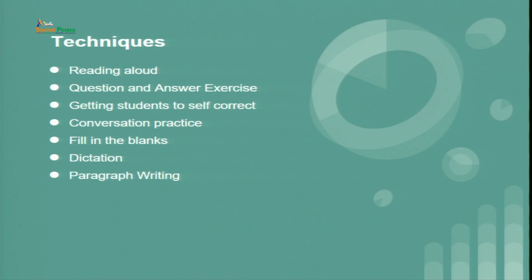Question and answer exercises, and getting students to self-correct. By self-correction, I mean that the teacher does not interfere when they make mistakes. Rather, students themselves realize that they are committing some kind of error, and when they repeat it or use the same word or same kind of situation, they try to come up with a better version. Conversation practice takes place.